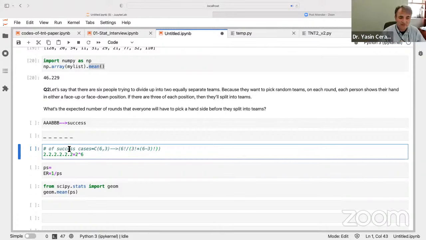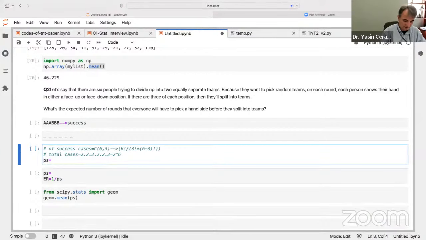So I find the number of success cases, and this is the total number of cases. Then if I divide, PS will be equal to, let's call this S and this T, PS will be S over T. Once I find PS, I can find ER. That's it. So we solved the problem, right?